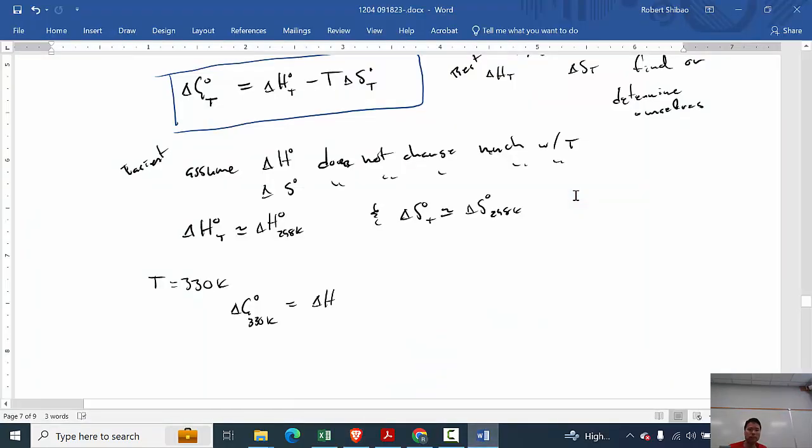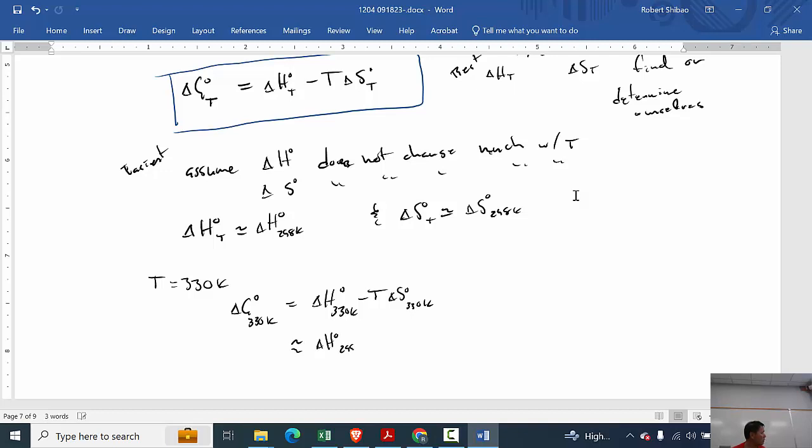And so what we're going to do is, this is not going to be totally accurate, but we're going to assume that this one, where we needed the value at 330 Kelvin, delta H naught minus 330 Kelvin times delta S naught at 330 Kelvin, is going to be kind of close to delta H naught at 298 Kelvin minus T delta S naught at 298 Kelvin. All we're going to do is change the temperature here.